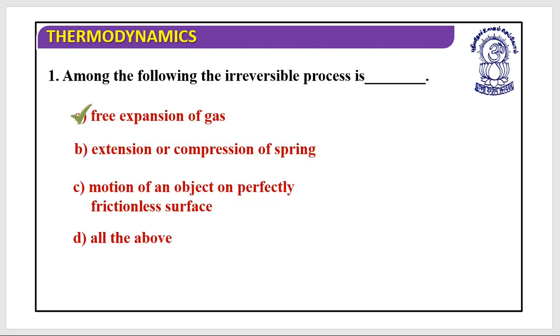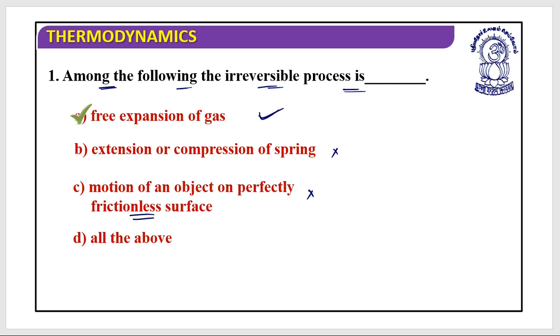Let's work on one quick question. Among the following, the irreversible process is free expansion of gas. Could it be extension or compression of a spring? No, this is reversible, because when you extend or compress the spring, it can regain its original shape and size. Motion of an object on a perfectly frictionless surface? No. All of the above? No. So free expansion of the gas is the correct option.